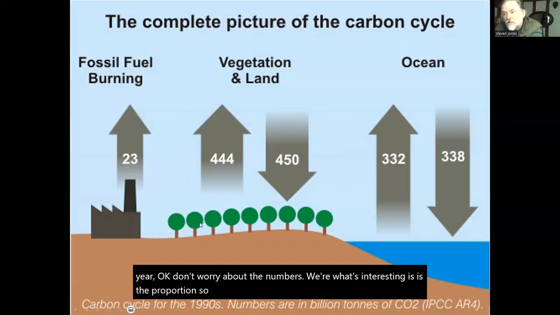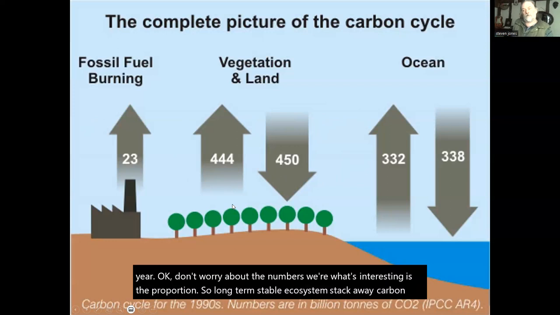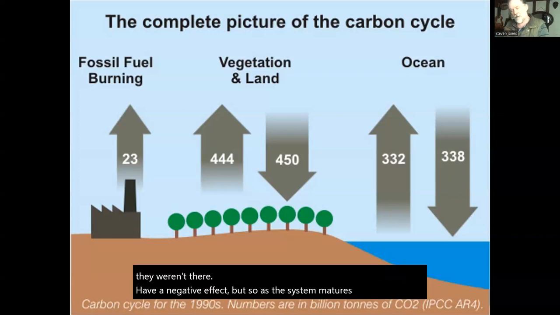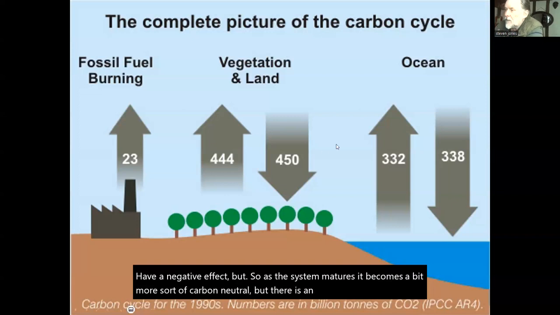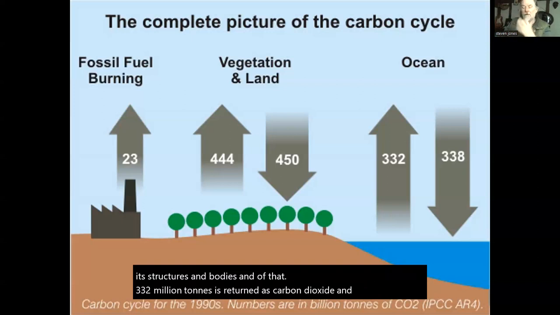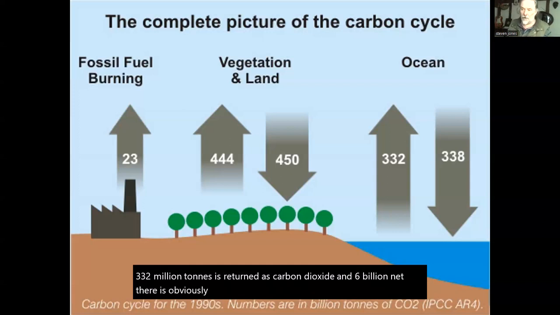Long-term stable ecosystems stack away carbon, but not a lot. It's very significant and very important. Of course, if they weren't there, they would have a negative effect. But as the system matures, it becomes a bit more carbon neutral, but there is a net sequestration. And when we look at the sea, it's the same. We're seeing a very similar pattern at 338 billion tons, apparently, of carbon dioxide drawn in by aquatic life. And as it lives and dies and incorporates the carbon molecules into its structures and bodies, 332 billion tons is returned as carbon dioxide. And the 6 billion net obviously falls to the seafloor, and that becomes your calcium carbonate, your limestones and other organic materials and so forth.